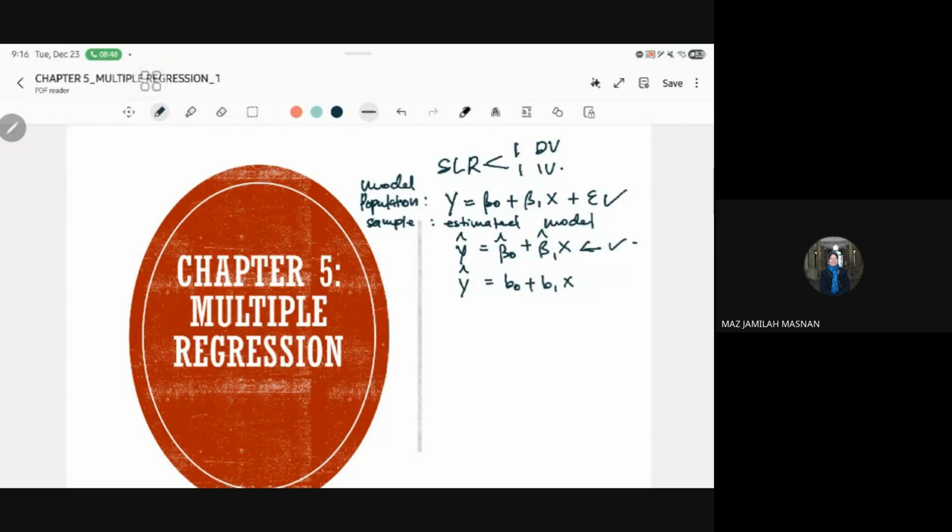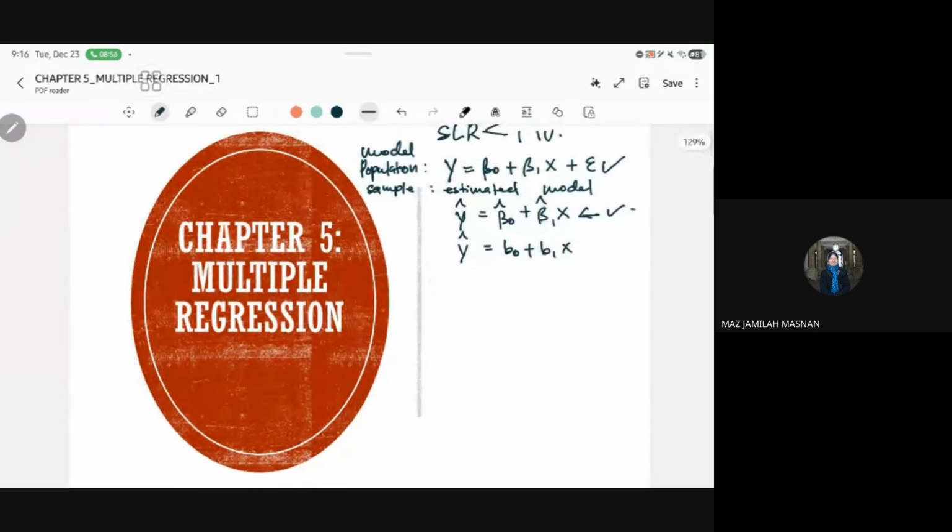Now from this simple linear regression, we can study about the R. We have R, which is the correlation value. Can you still remember? Do you still remember what is correlation value? What is the range for R? The range value for R? Class?